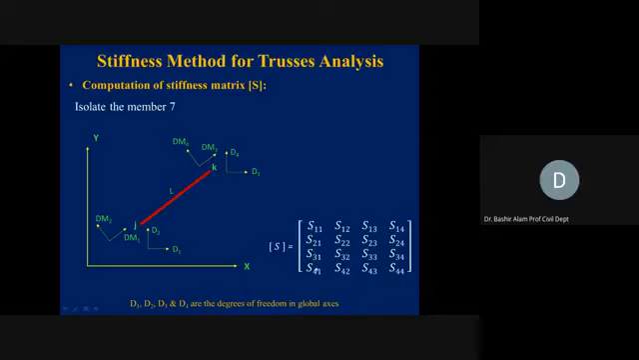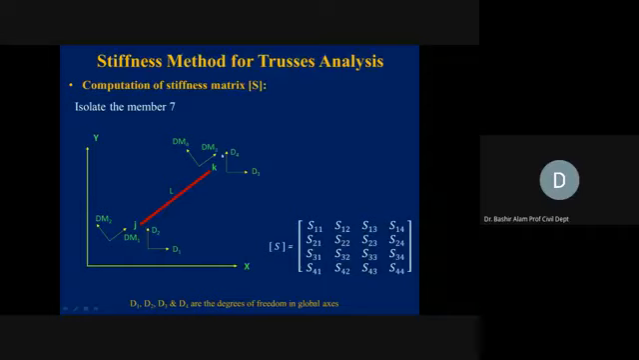When the first column is computed, what we do next is keep DM2 equal to 1, and the rest of these DMs we restrain, we lock them. That way every action will be produced because of DM2, when we put delta equal to 1. So here it will become S12, S22, S32, and S42, and all these 4 elements are recorded here as the second column of the stiffness coefficient matrix.